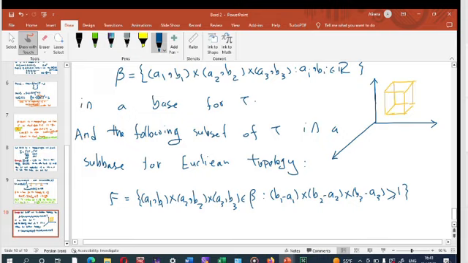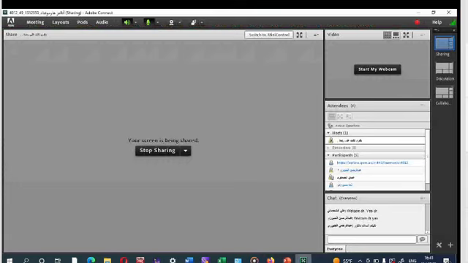This is a subbase because if we consider a family of all finite intersections of elements in F, we reach this beta, and we know that beta is the base, so that the set of all finite intersections of elements in F is a base, so that F is a subbase. And also we have this definition.